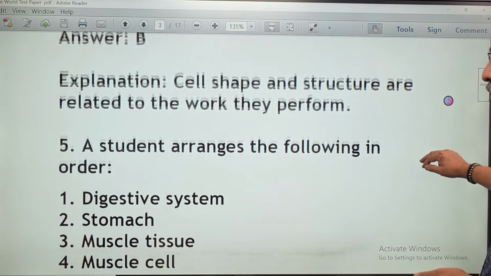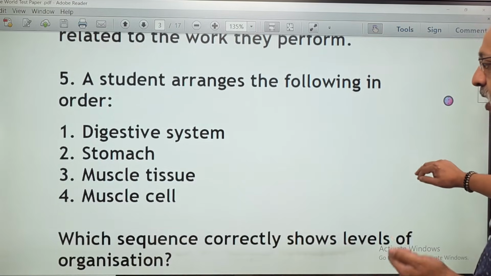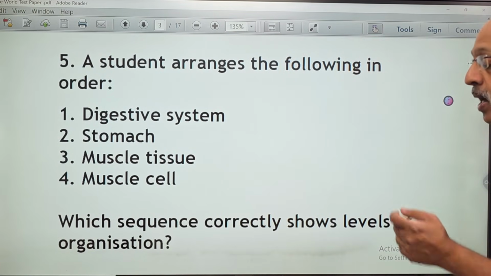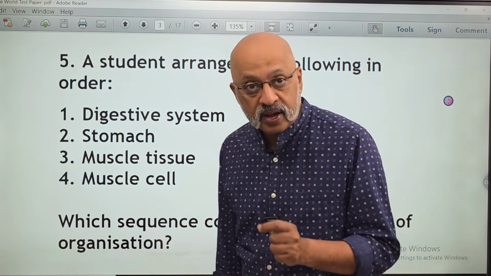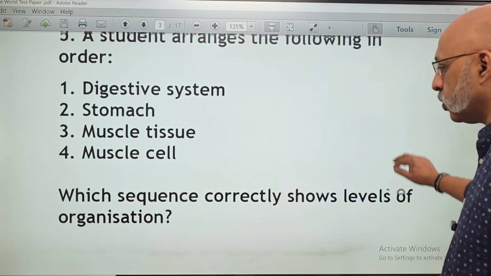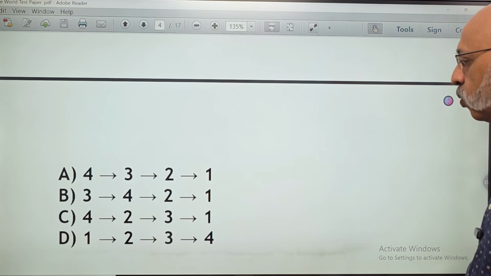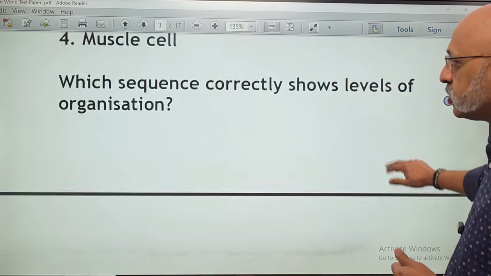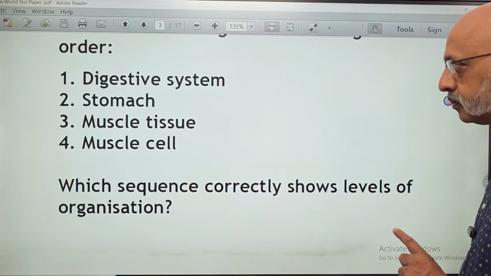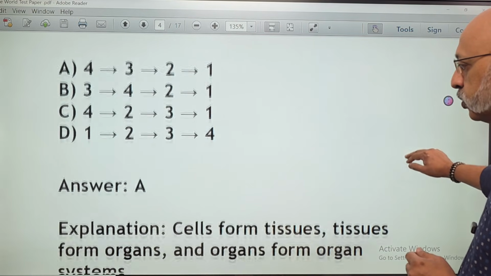A student arranges the following in order: digestive system, stomach, muscle tissue, and muscle cell. Which sequence correctly shows the levels of organization? So this is another aspect that you need to bear in mind, that you need to know the order in which something is organized. So here the options are 4, 3, 2, 1; 3, 4, 2, 1; 4, 2, 3, 1; and 1, 2, 3, 4. The correct option, you want to see this again and then you decide what is the order in which you need to go. If you have given the answer, let me tell you the answer. The correct answer is option A, 4, 3, 2, 1.